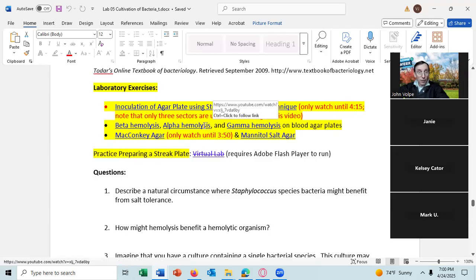You should note that only 3 sectors are streaked out in this video. It doesn't matter if you streak out 3 sectors or 4. We showed you 4 sectors above. And then here's a video showing you beta hemolysis, another one showing you alpha hemolysis, and one showing you gamma hemolysis. So watch those videos.